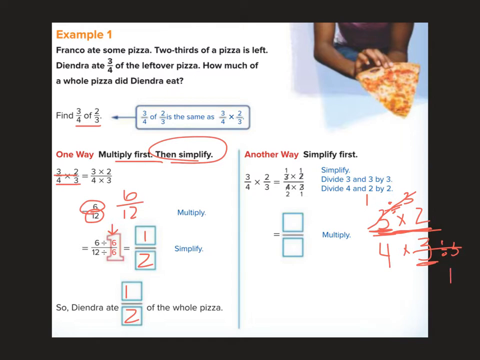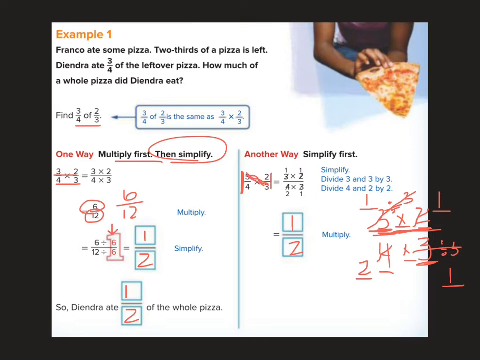Okay, and then if I look at my 2 and my 4, I can divide those both by 2. So divide by 2, I'd get 1. Divide by 2, and I'd get 2. So now what I'm doing is 1 times 1, which is 1, and 2 times 1, which is 2, which would just be 1/2.